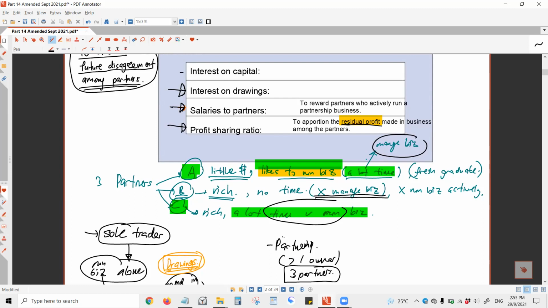Now let's try together. Interest on drawing, you write the purpose of it.